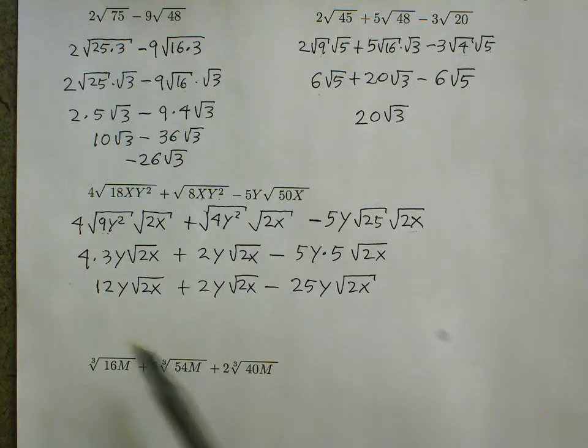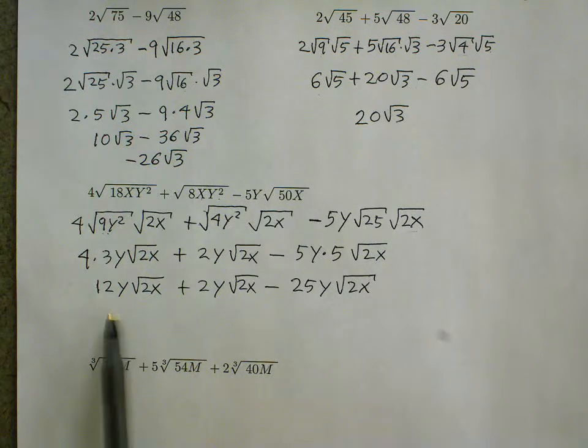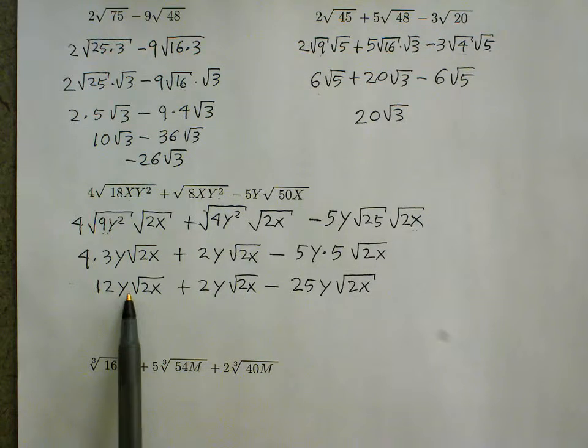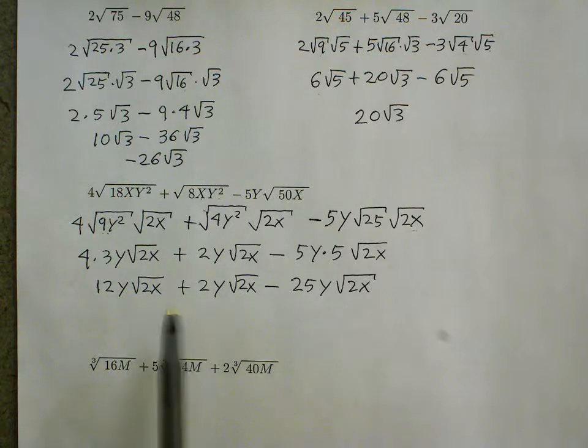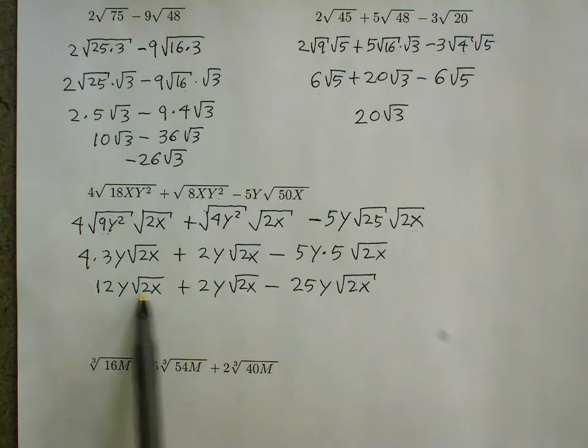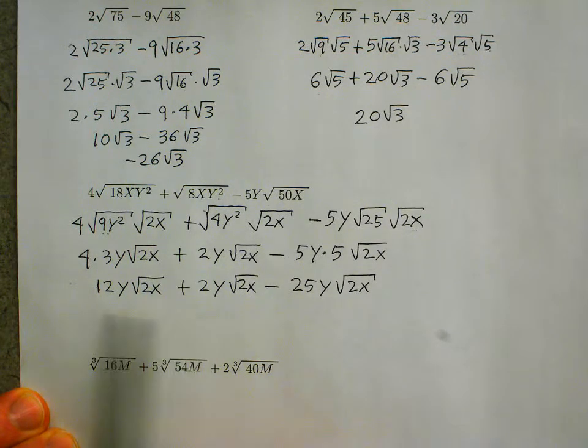Okay, so can we simplify further by adding and subtracting? The answer is yes. All of the terms are like terms. Each of the terms has a factor of y outside of the square root, and inside the square root, each of the terms has 2x. The only thing different are the coefficients, but coefficients, of course, can be different, and they'll still be like terms.